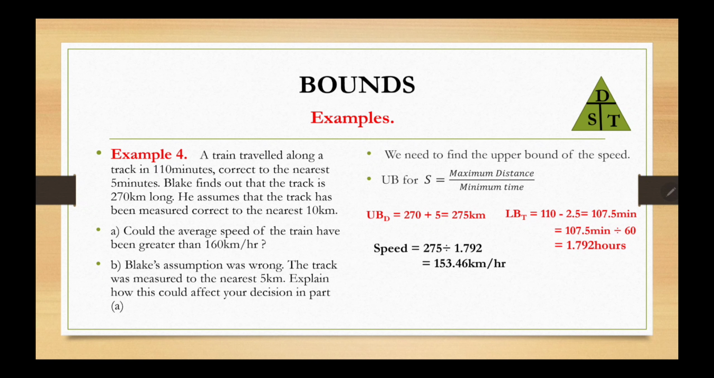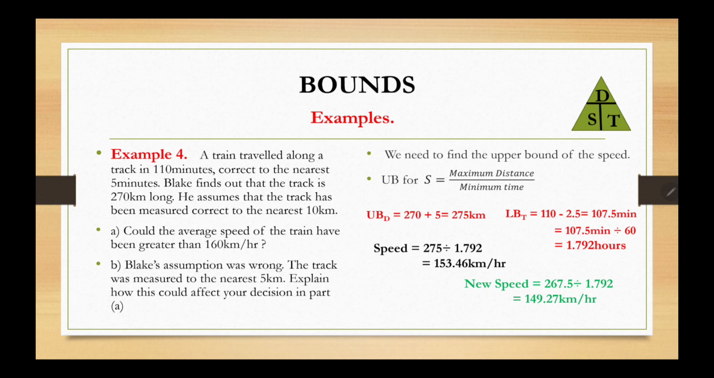Okay, part B says Blake's assumption was wrong. The track was measured to the nearest 5 kilometers. Explain how this could affect your decision in part A. Alright, so if it was measured to the nearest 5 kilometers, you can go ahead and still work out the speed. In this case, they've decreased the accuracy. It means that the upper bound would also decrease, and it's instead going to be 267.5. So you have to do 270 minus 2.5.